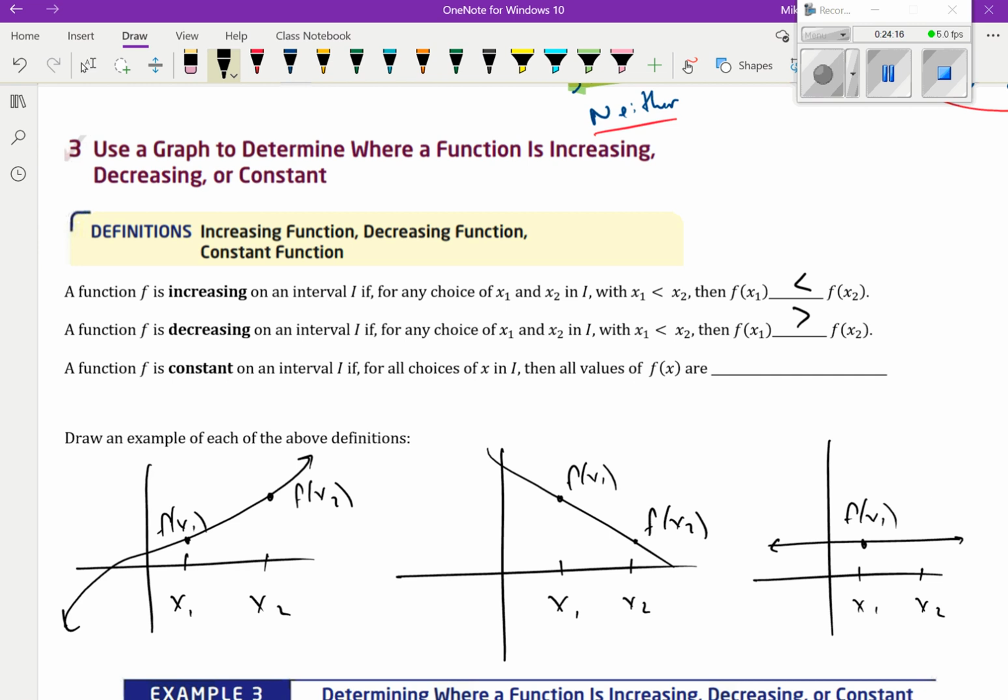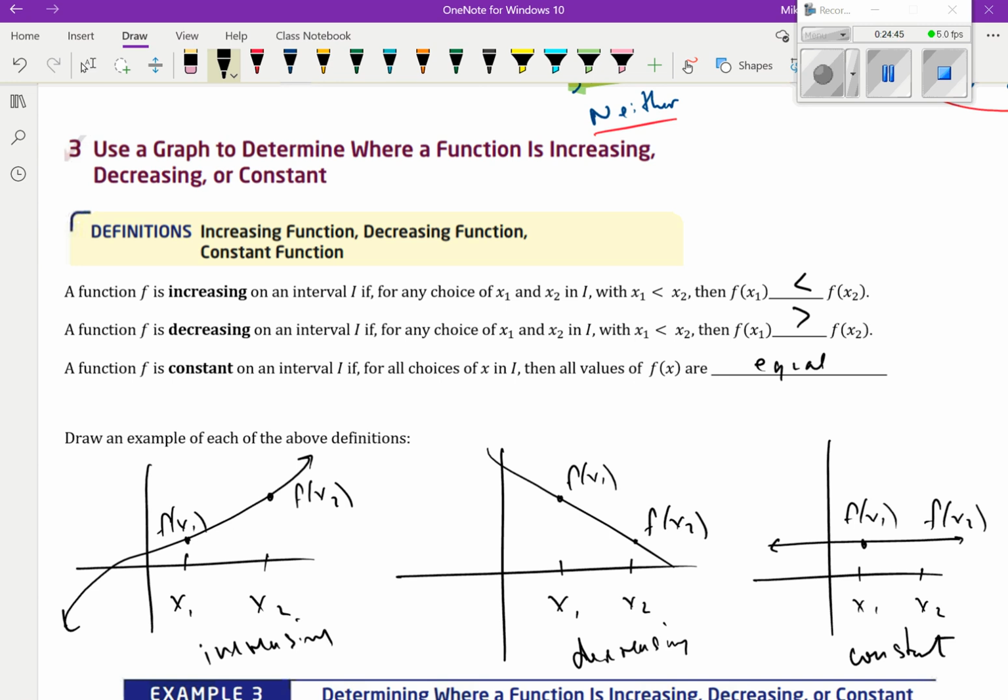Here's my f of x1, here's my f of x2. They're going to end up being the same. Excuse me there. And so they're going to be equal to each other. And so we have increasing functions, increasing, decreasing, and we have constant. Now, more of the formal definition is what we had at the top here.